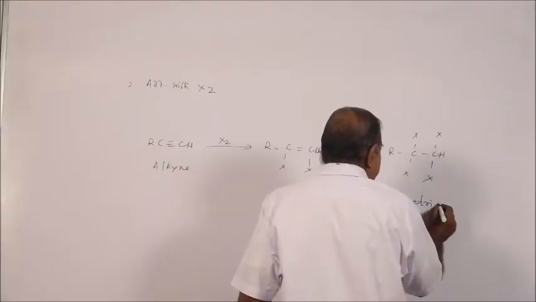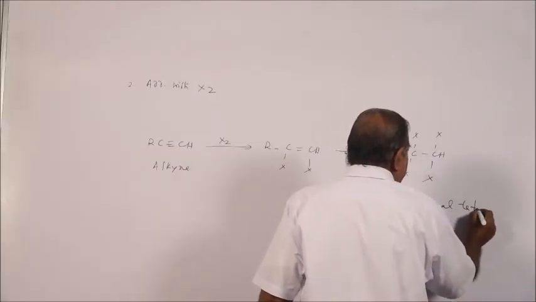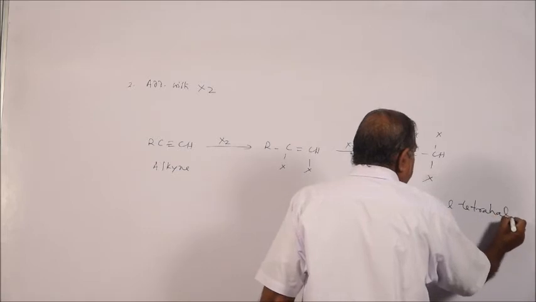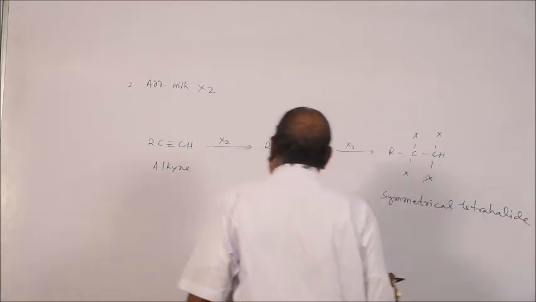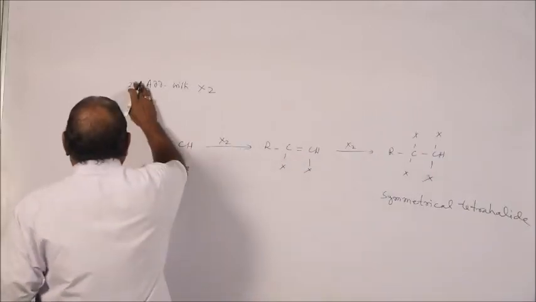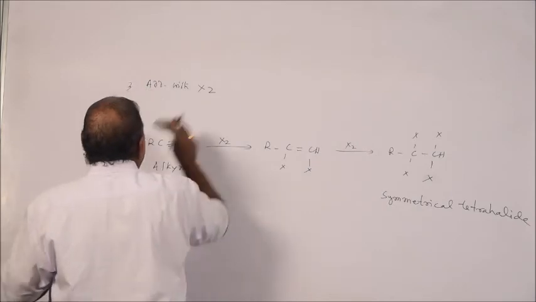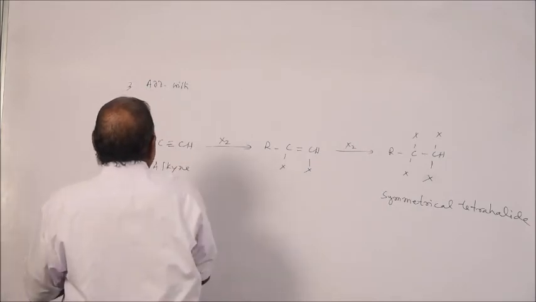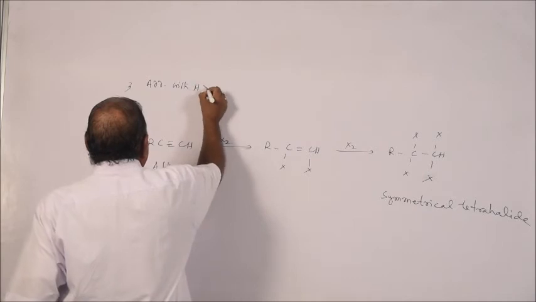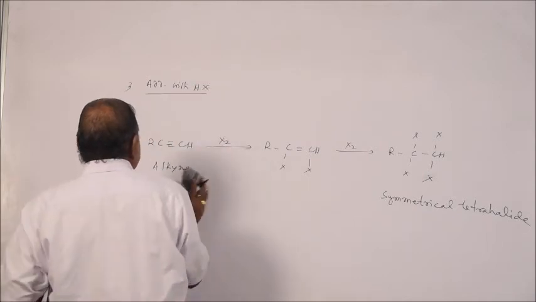Addition with hydrogen, addition with halogen to form tetrahalide. Third, reaction with addition with hydrogen halide. Here, as usual, Markovnikov's rule will be applied.